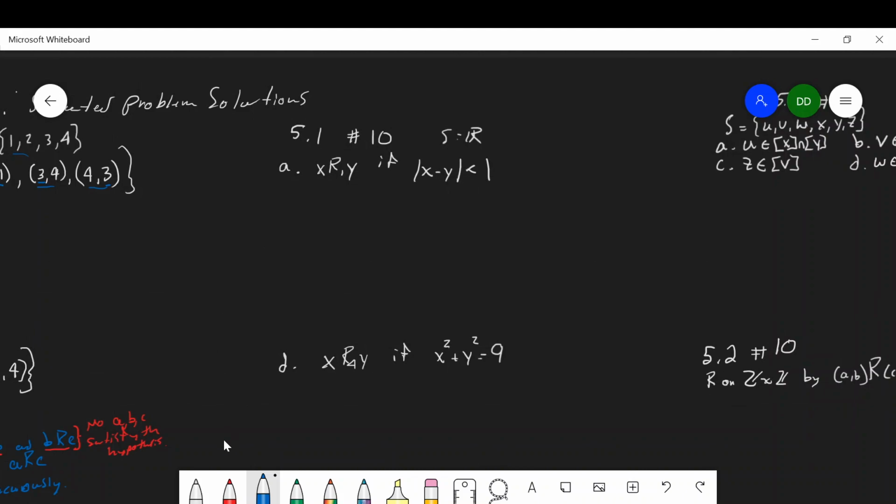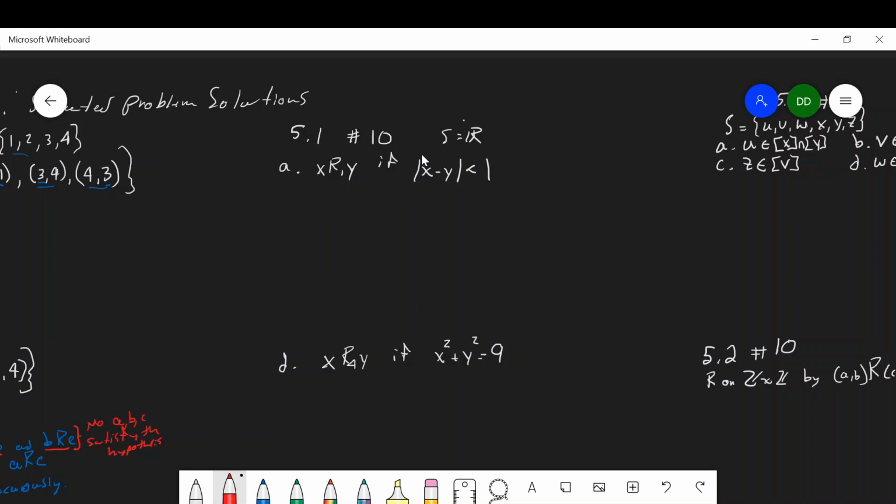So now we're getting into defining relations using an open sentence rather than just listing the pairs. So here, again, I'll just do A and D for this one. We know our set, this is important for reflexivity in particular, our set R. And then our first relation, R1, is X is related to Y if the difference between X and Y is less than 1.